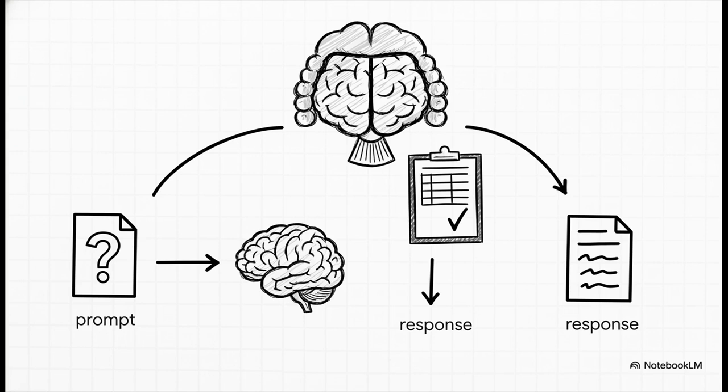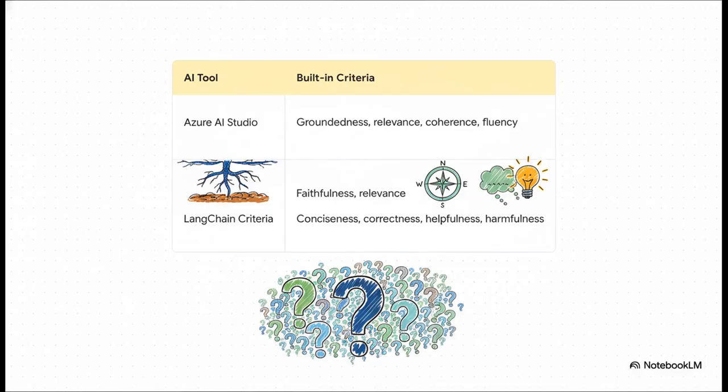You show it the original prompt, you show it the other model's response, and you ask the judge to score that response based on some very specific criteria. And this is where evaluation gets a lot more nuanced. We're not just asking, is it right or wrong anymore? Now we're asking things like, is the answer grounded? Is it actually backed up by the source data? Is it truly relevant to what the user asked? Is it actually helpful?